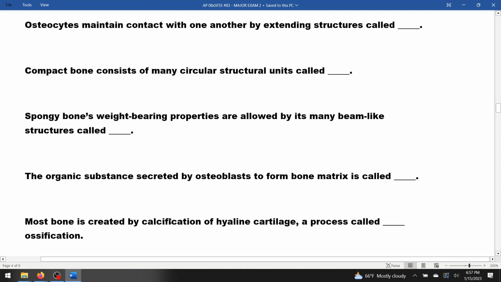Most bone is created by a calcification of hyaline cartilage, a process called blank ossification. So, simply because it's from cartilage, the root for cartilage is chondro, so it's called endochondral ossification. Endochondral.